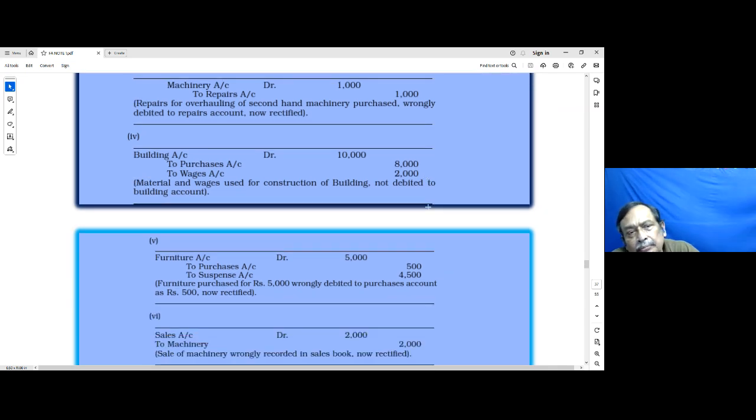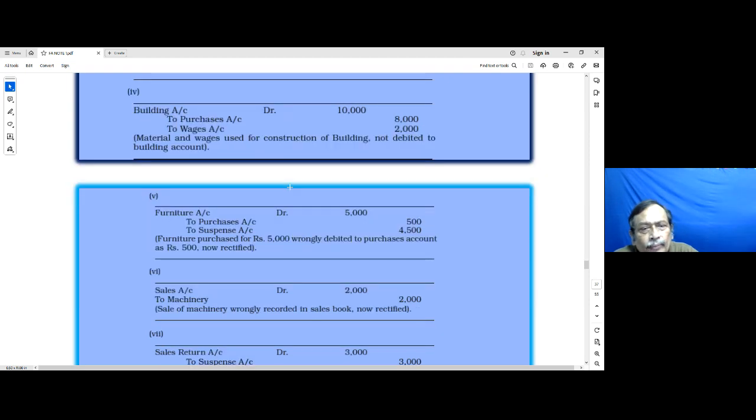Then buildings: materials and wages used for construction of building not debited to building account. So wages is 2000 and purchases of materials is 8000. So building account will be debited by 10,000. You have wrongly debited purchases, so it should be credited by 8,000. You have wrongly debited wages, so it should be credited by 2,000. And the narration will be: material and wages used for construction of building not debited to building account, now corrected.